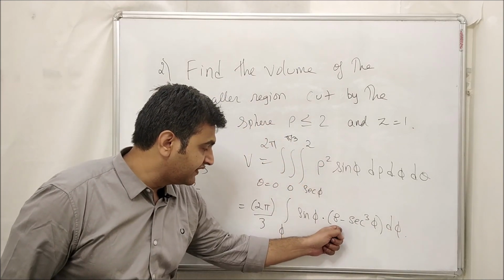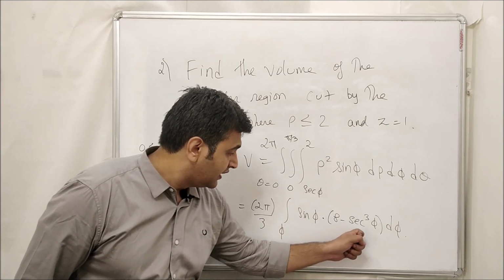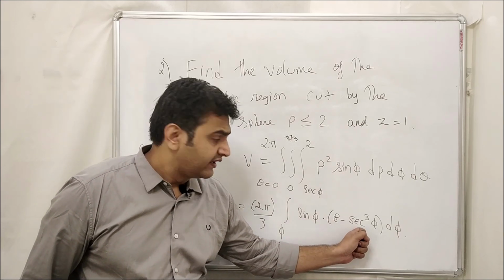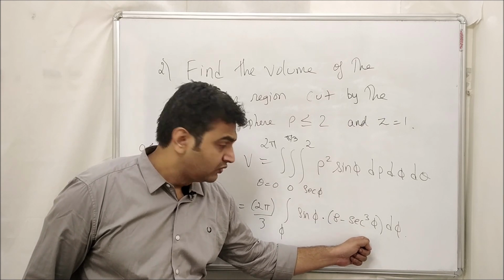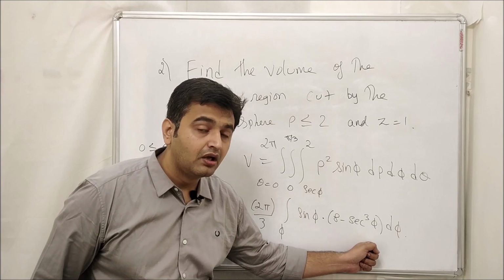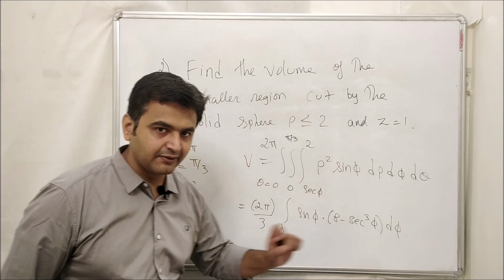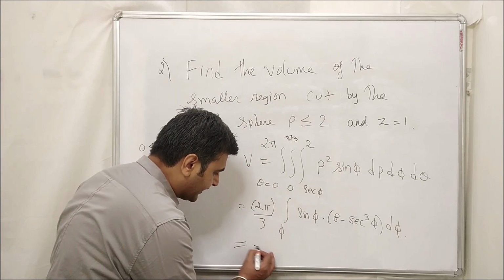Now you take this sine phi inside. So 8 sine phi, you know the integration of sine phi is minus cos phi. This is sine into sec cube. What is sec cube? 1 upon cos cube. So actually sine into sec cube is nothing but tan into sec square. And now I think your job is done. Now there's the hint. So there's the place I'm going to stop. And you have to tell me the answer.